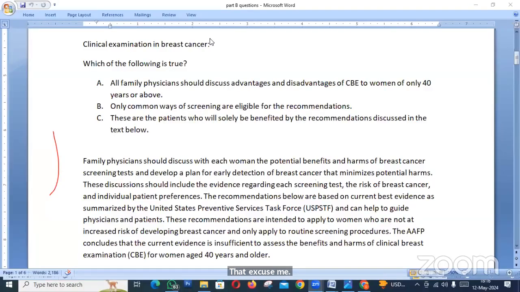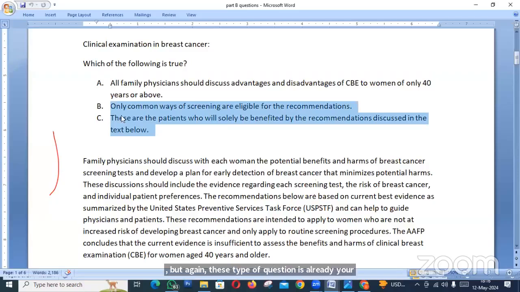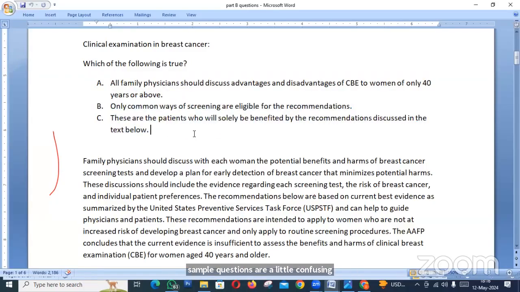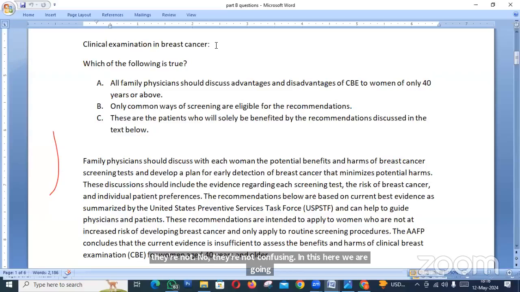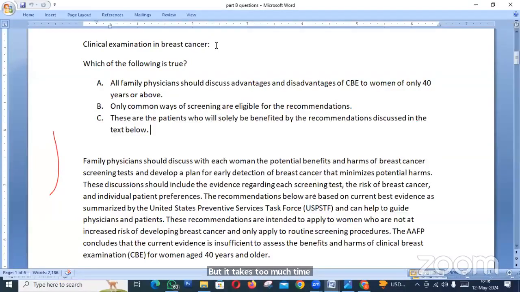But these sample questions are very confusing, right? No, they're not confusing. Here, we are confused between B and C. Yes, it takes time. Here is how you can explore. Sir, excuse me, we can skip the B answer also, no? Because here they ask what is eligible for the recommendation, so the B answer is only common ways of screening, no?